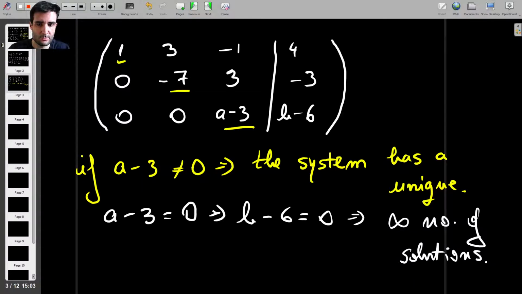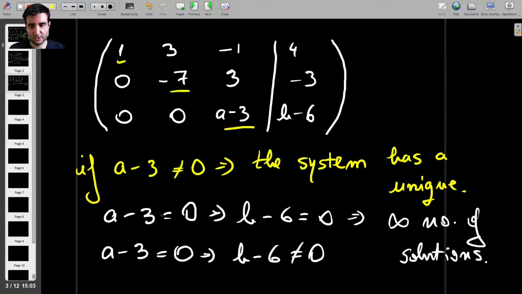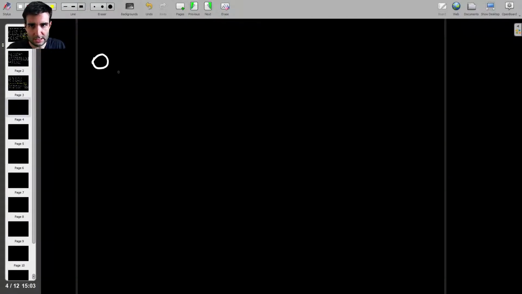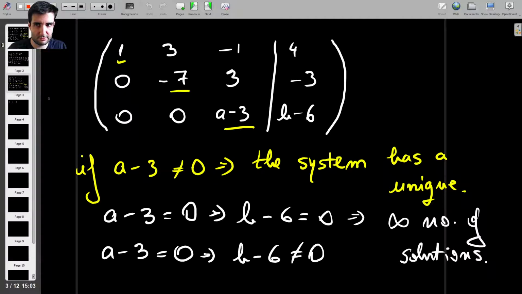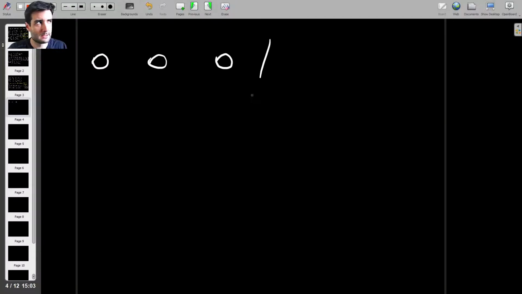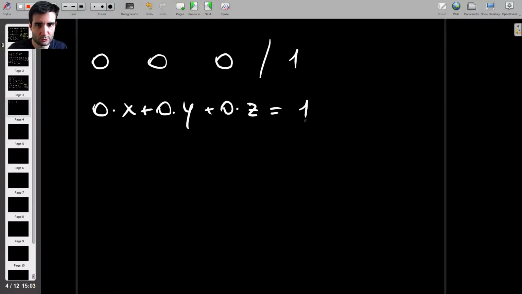So the only thing remaining is if a minus 3 is 0, and if b minus 6 is anything but 0. Just to give you an example, imagine the final row is 0, 0, 0, because if a minus 3 is 0, then this would be 0. And imagine if b minus 6 would be something like 1. Then this doesn't make any sense. It means that 0 times x plus 0 times y plus 0 times z is equal to 1. So, of course, it's nonsensical.